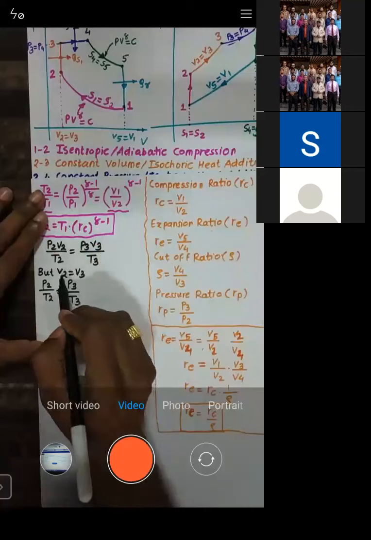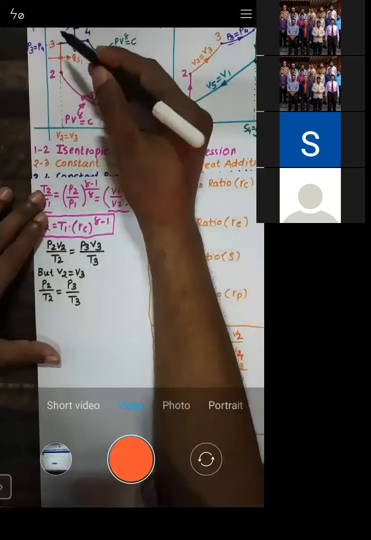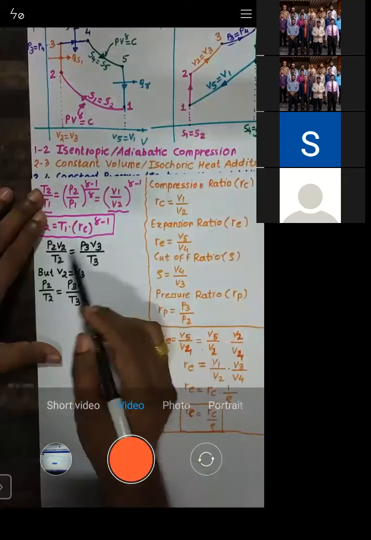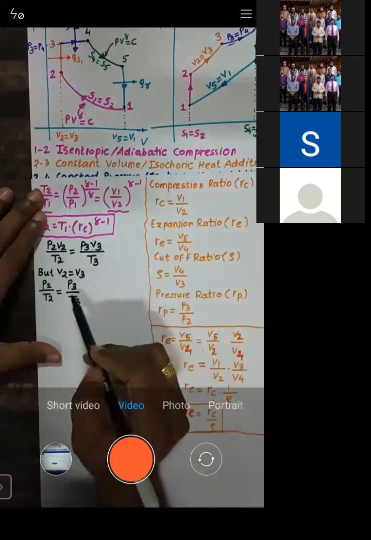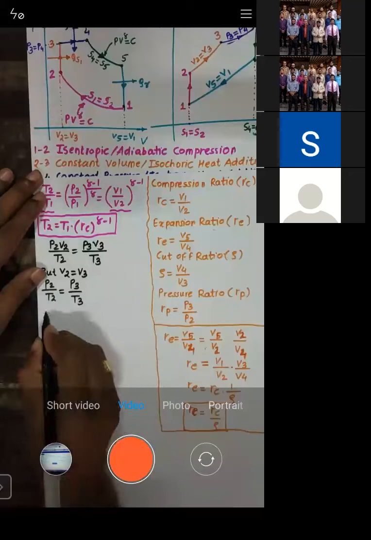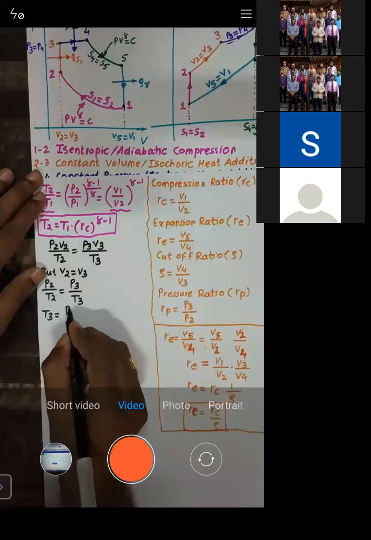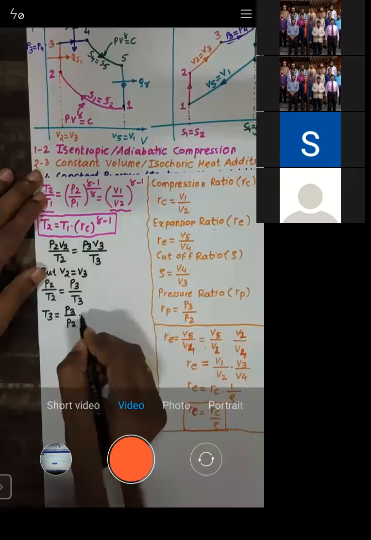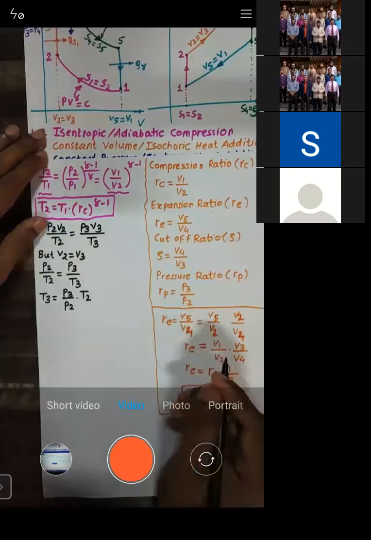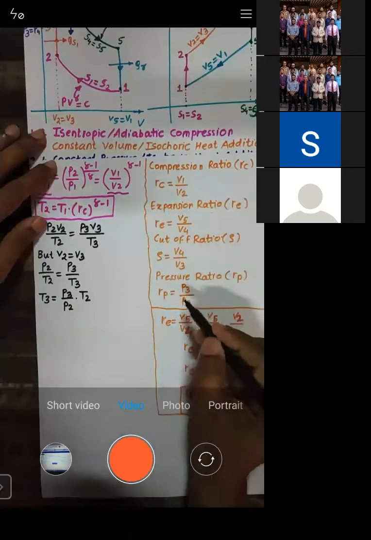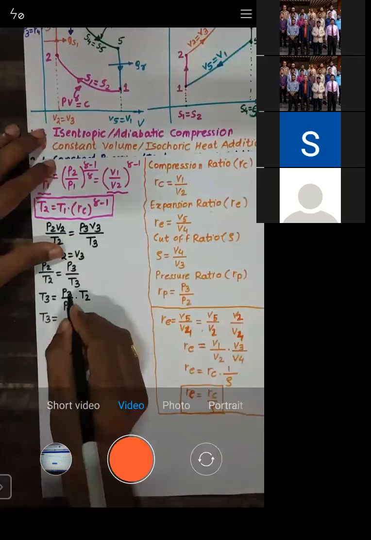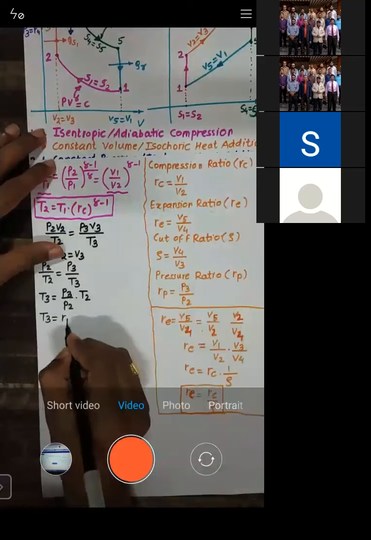Volume at point number 2 is equal to volume at point number 3. So V2 is equal to V3, so V2 and V3 get cancelled. P2 by T2 is equal to P3 by T3, right? Now see, here I'm interested to get the value of T3. So I will represent T3 is equal to P3 by P2 into T2. Now you can see what is P3 by P2. P3 by P2 is RP, right? So T3 is RP into T2.